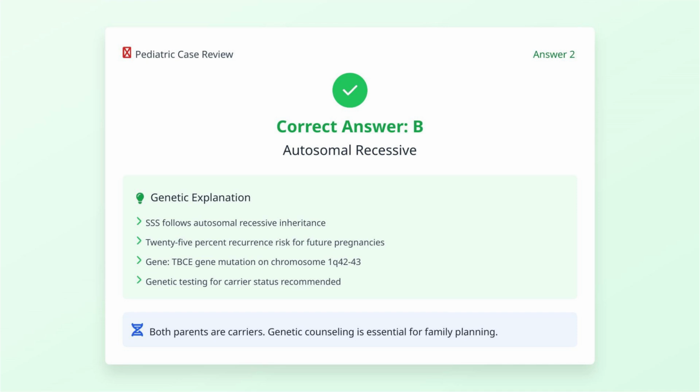The correct answer is B, autosomal recessive. Sanjad-Sakati syndrome follows autosomal recessive inheritance caused by TBC gene mutations on chromosome 1. Each future pregnancy has a 25% recurrence risk. Both parents are carriers. Genetic testing and counseling are essential for family planning and prenatal diagnosis options.